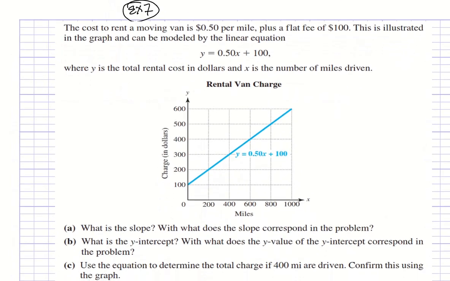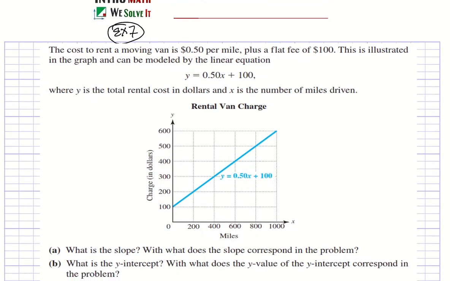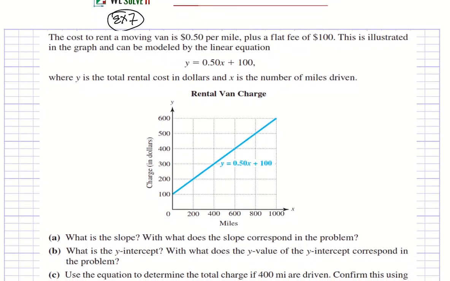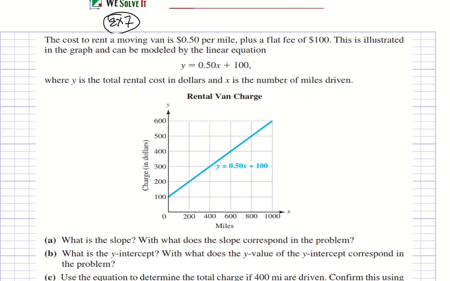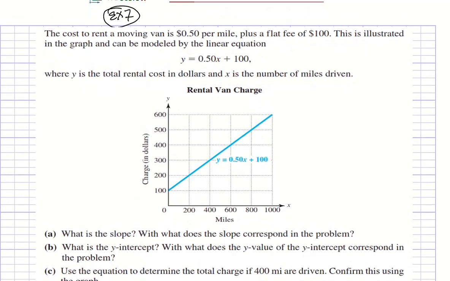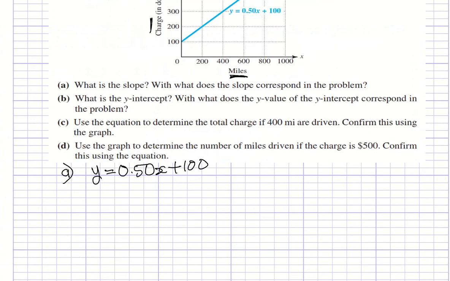But anyway, notice that this can be modeled with a linear equation in two variables. Miles is the x-axis, and the cost, the charge, is the y-axis. You see that, right? The cost is the y-axis right there. Sorry about that, that was the airplane passing by.